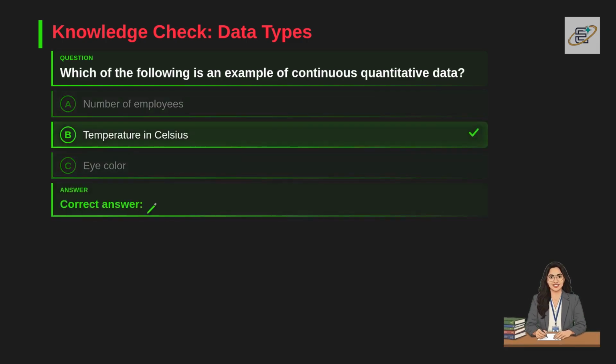The correct answer is option B, the temperature in Celsius. Why? Because temperature can be measured to a highly precise decimal, like 22.5 degrees, making it continuous. Option A is discrete because you can only have whole employees, and option C is qualitative because eye color is a descriptive category, not a number. Understanding these distinctions is absolutely critical before we start reading data sets.